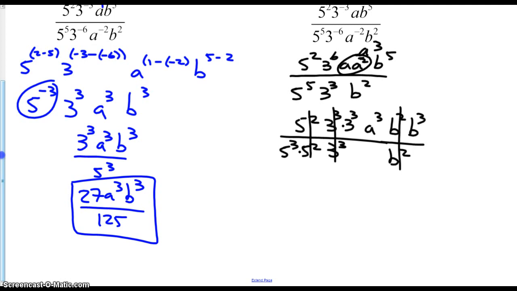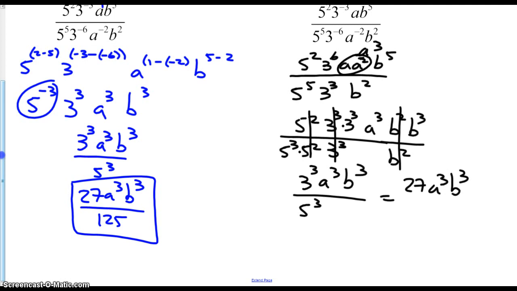On the top I have the 3 cubed and the a cubed, and the b cubed. And on the bottom I have 5 cubed, and that's it. And so I'm left with the same thing as before, 27 a cubed b cubed on the top, and 5 cubed, which is 125 on the bottom.